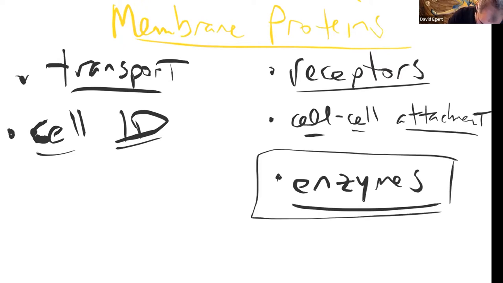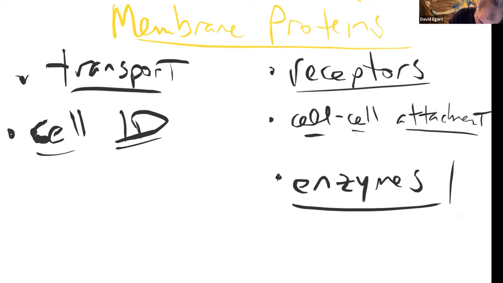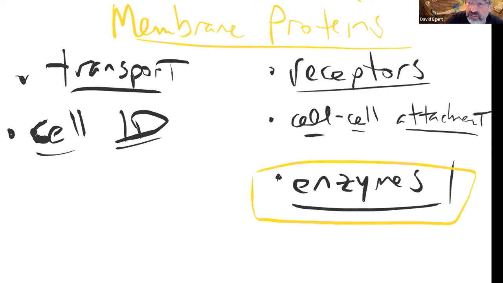So enzymes, if there is some reaction that makes sense to have happen right at the membrane, then it makes sense to anchor the enzyme that catalyzes the reaction on the membrane. Examples would be, when we look at signal transduction in a little bit, we're going to see adenyl cyclase and things like that, enzymes that are catalyzing things that are part of the second messenger pathways that are actually anchored on the membrane.